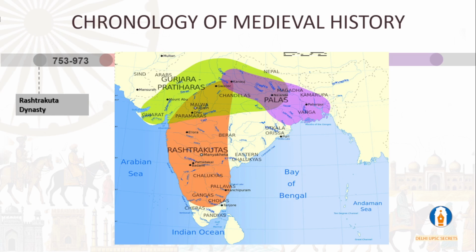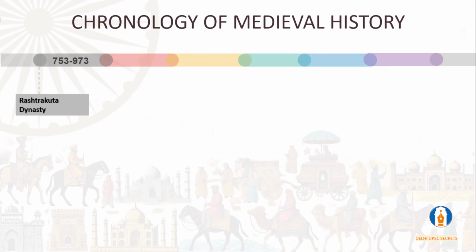Here is a map showcasing all the regional kingdoms. You could see the Gurjara Pratiharas, the green shaded part, the Palas on the eastern side, and the Eastern Chalukyas, Rashtrakutas, Pallavas, and Cholas. Cholas here I mean the imperial Cholas, and Cheras, Pandyas, Paramaras, Chandelas, and many more. So medieval history is all about learning all these particular kingdoms.